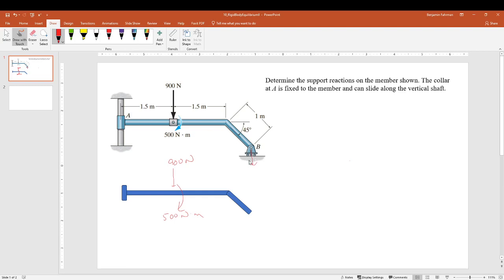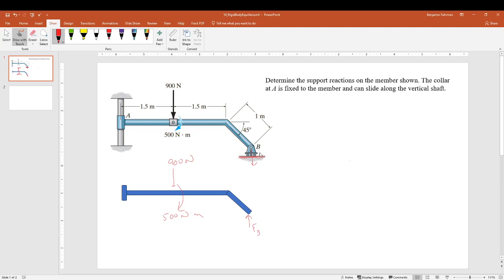So this support is pushing downward on this wall right here, right? The ground, the floor right here. This support is pushing downward on that, which means that the ground is pushing back up on that support. I'm going to call this force at B.